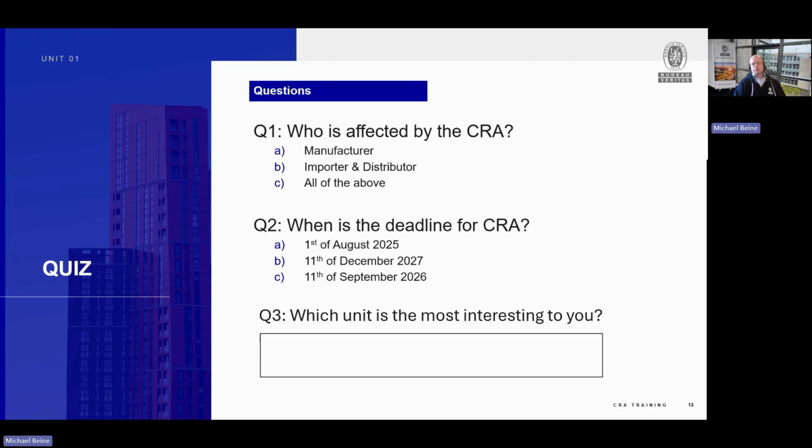I have also shown the overview of the training units. And the third question is a bit of an open question about which training units are most interesting for you. Also, feel free to enter this information into the chat. It will be most interesting for me to see what hot topics you see as an audience, so that we can focus on this.